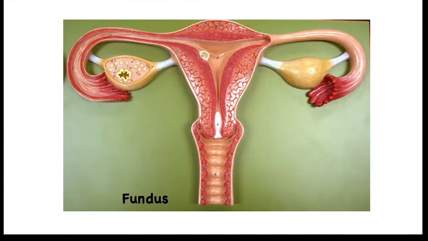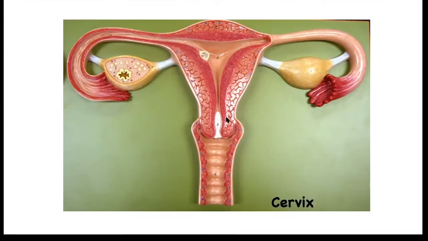There are three regions in the uterus. The region that extends superiorly above the fallopian or uterine tubes is called the fundus. So it includes this region here. The body, the second region, makes up most of the uterus and is located here.